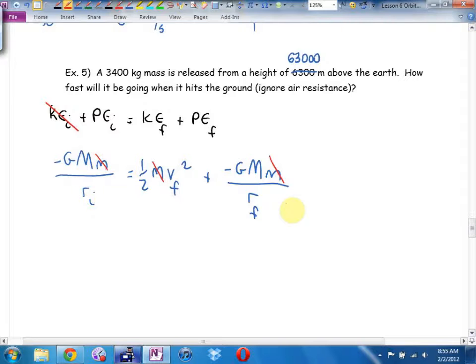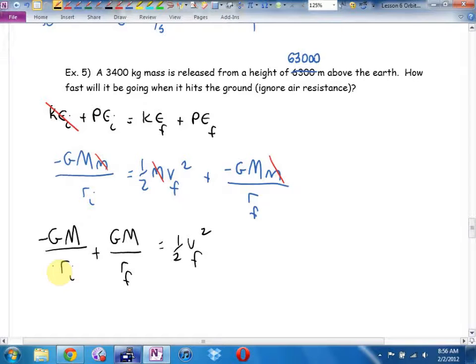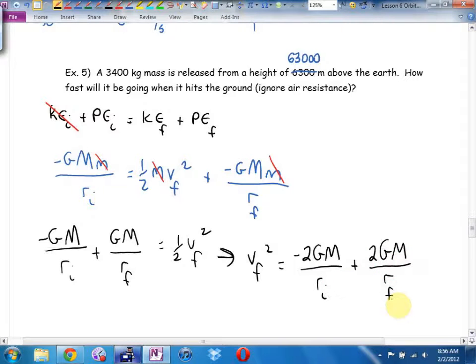What are we trying to find? That. Okay. I'm going to plus this over to this side. Multiplying by a half on this side is the same as what over on this side? Timesing by 2. Okay? So really, I can go like this. Vf squared equals negative 2 big G big M over R initial plus 2 big G big M over R final. Is that okay? And how'd I get rid of a squared?